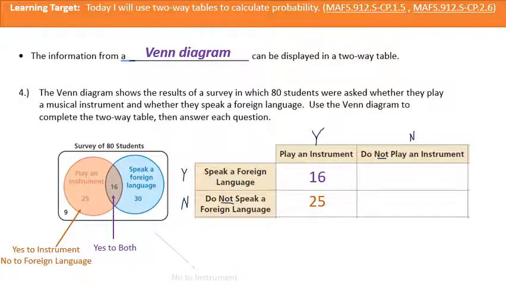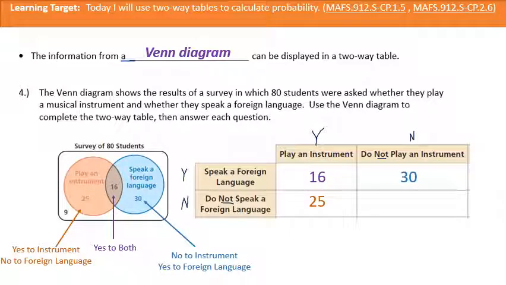All right, now look at the blue circle. 30 people speak a foreign language, so they are in the circle of speaking a foreign language. They would say yes to a foreign language, but no to an instrument. These 30 people are not in the circle of playing a musical instrument. So where in our two-way table would that be? Up at the top on the right. Look at the column, yes for a foreign language, no to a musical instrument. It would be right there, top right.